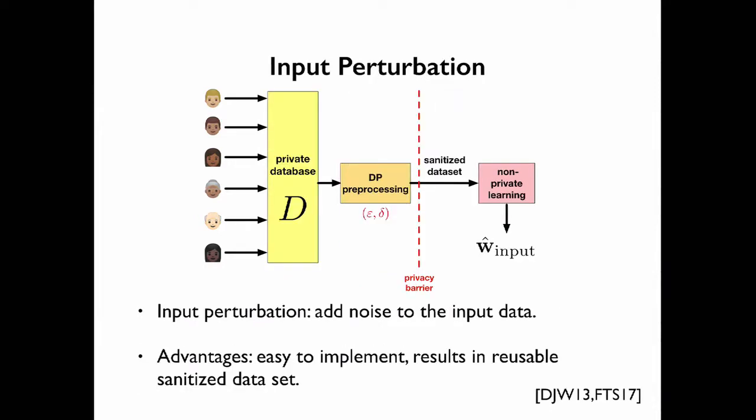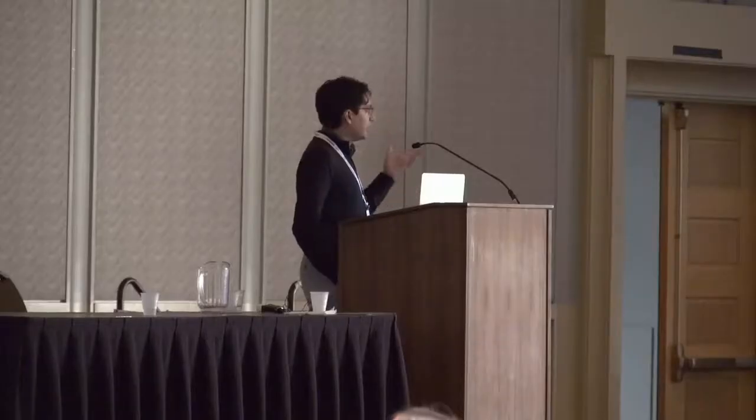If I do input perturbation, the advantages here are that it's pretty easy to implement often, because what you're going to do is end up with a sanitized data set. So if I have a sanitized data set, then I can do whatever I want with it afterwards. I don't have to worry about privacy after I push it across the privacy barrier. So this means you can reuse it for all sorts of different things, and that could be an advantage.